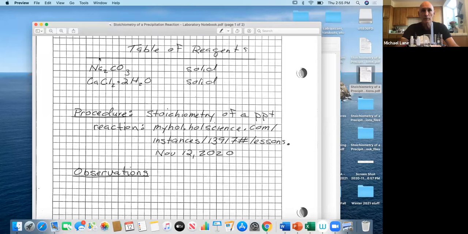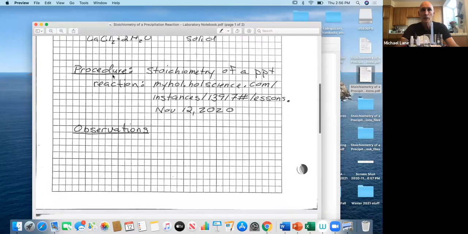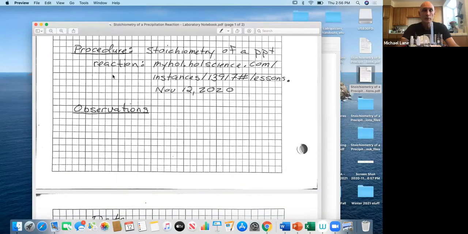There is, of course, a table of reagents. There's not a whole lot going on, just a couple of reagents that I have listed. They are both solids. The procedure, if you were doing truly novel experimentation that had never been done before, you would, of course, provide the complete description of the procedure. There's no such need here, right? We know where the procedure is, so I have referenced the web page and the date upon which I have accessed that web page. That happens to be November 12th, and that is sufficient.